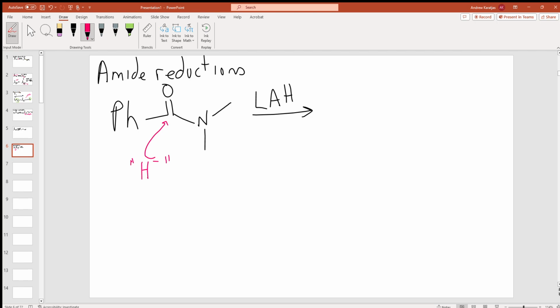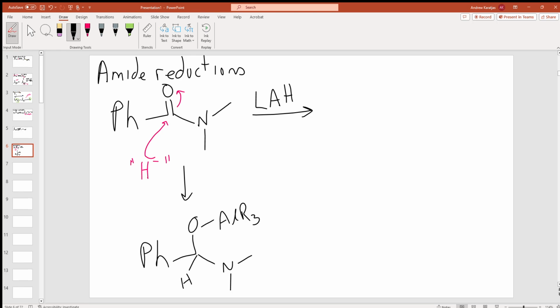But that attacks the carbonyl, and we shift electrons up onto oxygen. What was the carbonyl becomes coordinated to the aluminum. Again, we've added our hydrogen in here. And we've come to a typical tetrahedral intermediate.